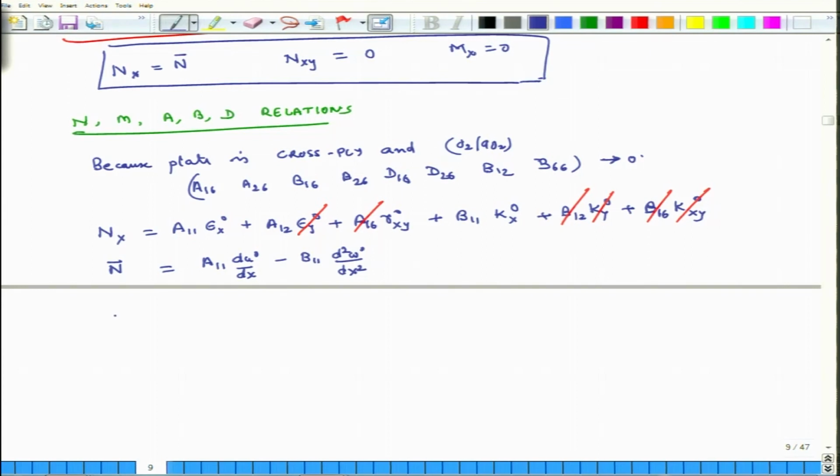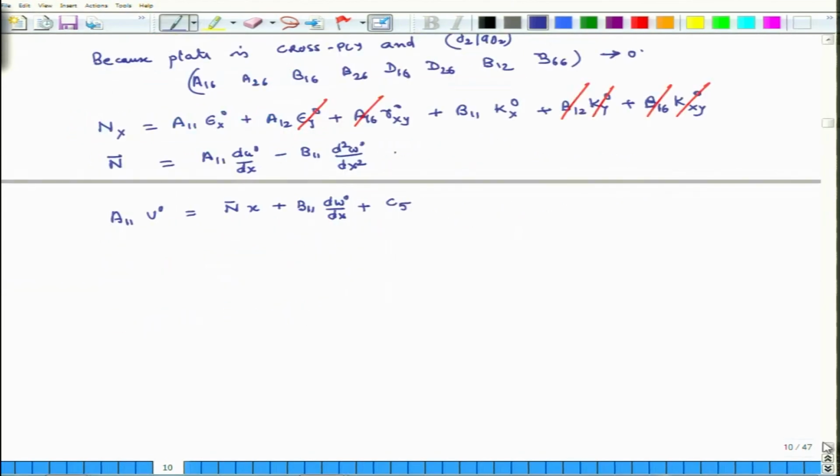So from this, if I integrate this equation once and rearrange, what I get is A11 u naught equals N bar x plus B11 dw naught over dx plus C5. Let us call this equation 1.